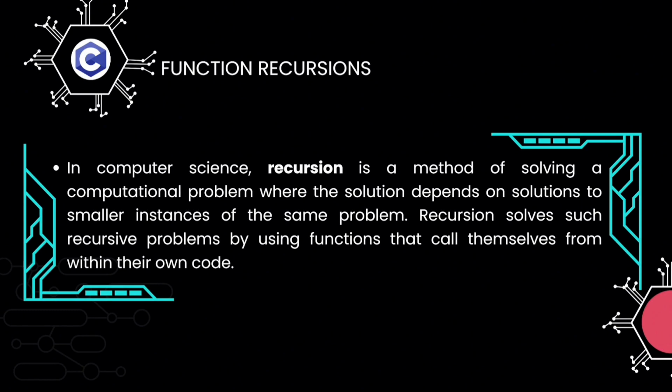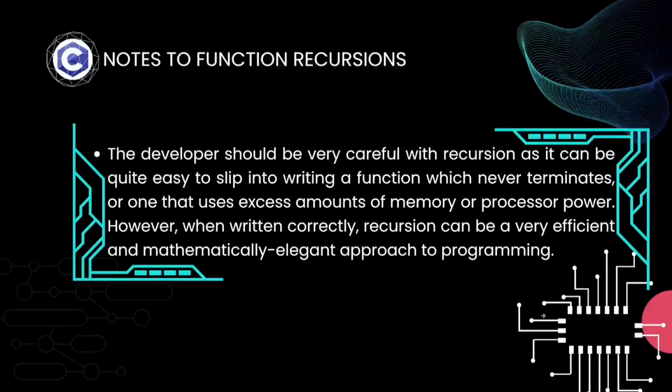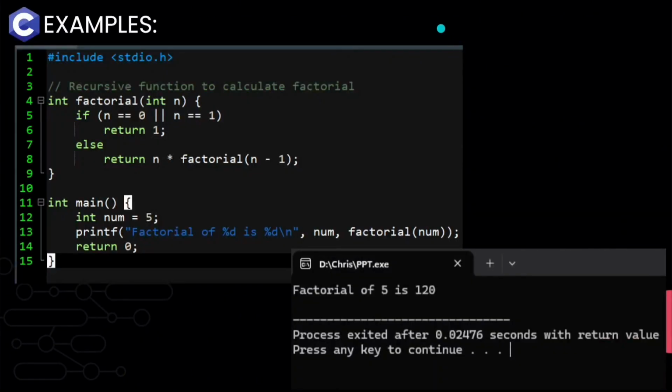In computer science, recursion is a method of solving a computational problem where the solution depends on solutions to smaller instances of the same problem. Recursion solves such recursive problems by using functions that call themselves from within their own code. As you can see in this example, we will use the recursive function to calculate factorial.